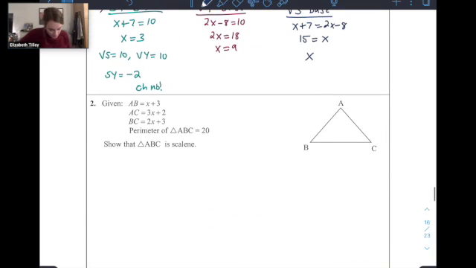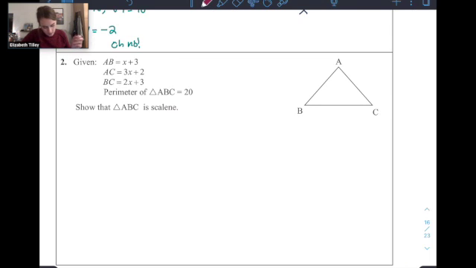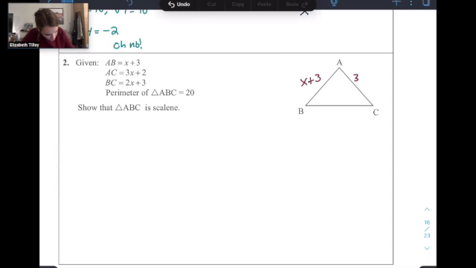Alrighty, next up, number 2. We've got some expressions here in a perimeter, and our goal is to show triangle ABC is scalene. So we want to show that if I solve this problem out, no sides are the same length. Let's see if this happens. Now that we're trying to show this is scalene, let's label these sides. AB is x plus 3, AC is 3x plus 2, BC is 2x plus 3.